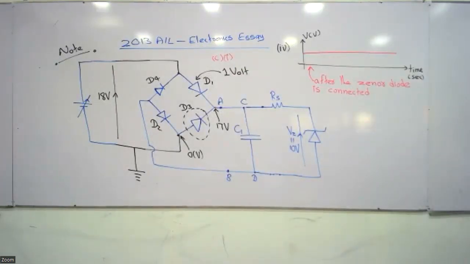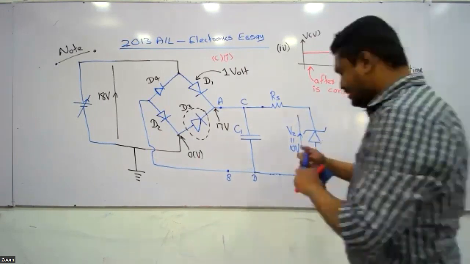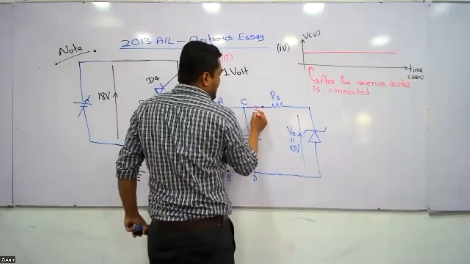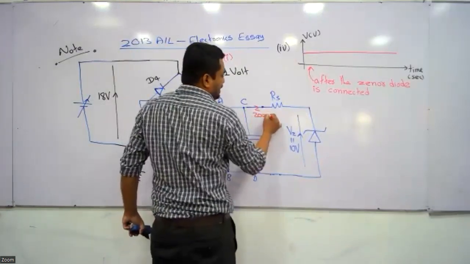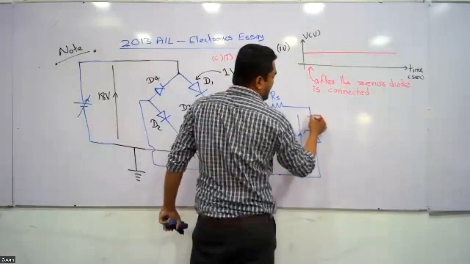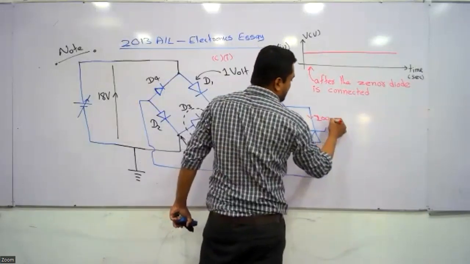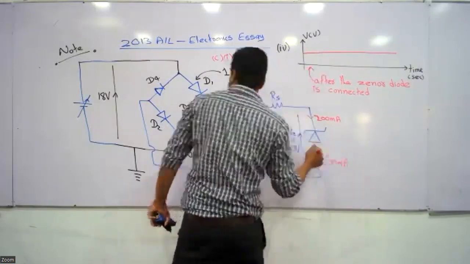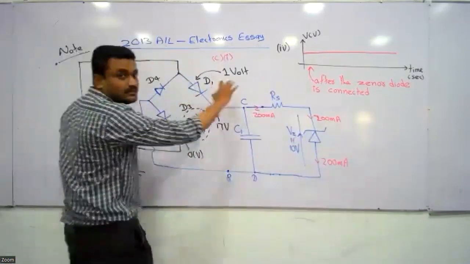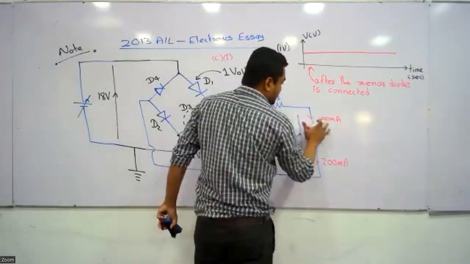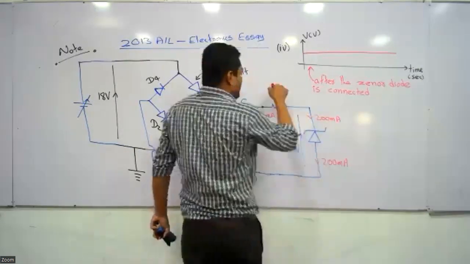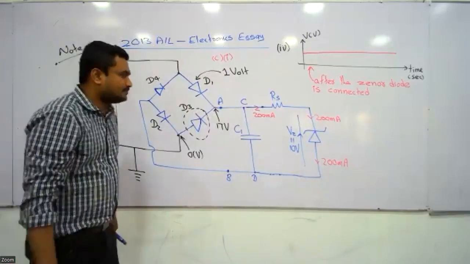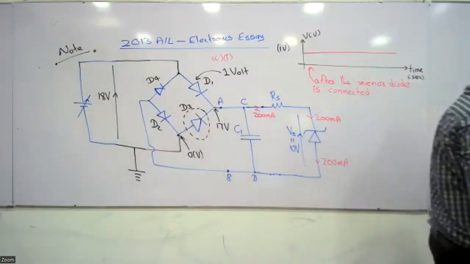The maximum permissible current for the Zener diode is 200 milliampere. The maximum current, 200 milliampere, goes through this diode. So please mark these things on the same figure, on the previous figure. So we want to find the value of Rs.